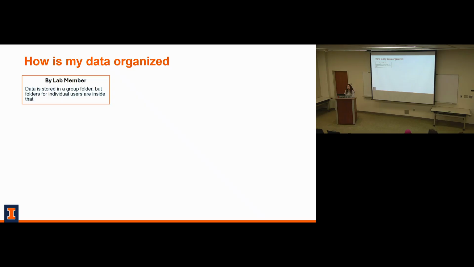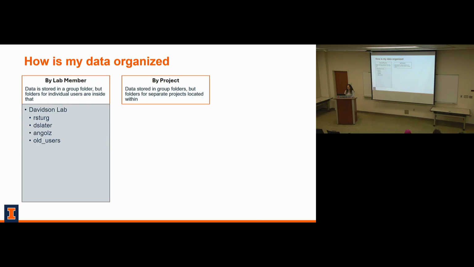So the first is by lab member. The data in there is stored in a group folder, but folders for individual users are located within. So as you can see, there is a lab folder, and inside of the lab folder, it has a NetID of each person. Their data is under each person's folder.